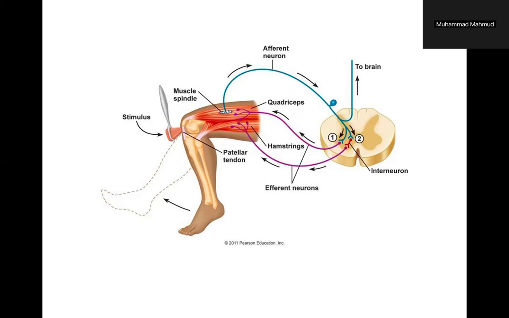So for the knee jerk reflex, also known as the patellar reflex, we need to know those 5 components. Either you can learn it by drawing this whole thing, or just put them in a list, those 5 components, which are: 1, the muscle spindle; 2, afferent neuron; 3, interneuron; 4, efferent neuron; and 5, the effector muscles.